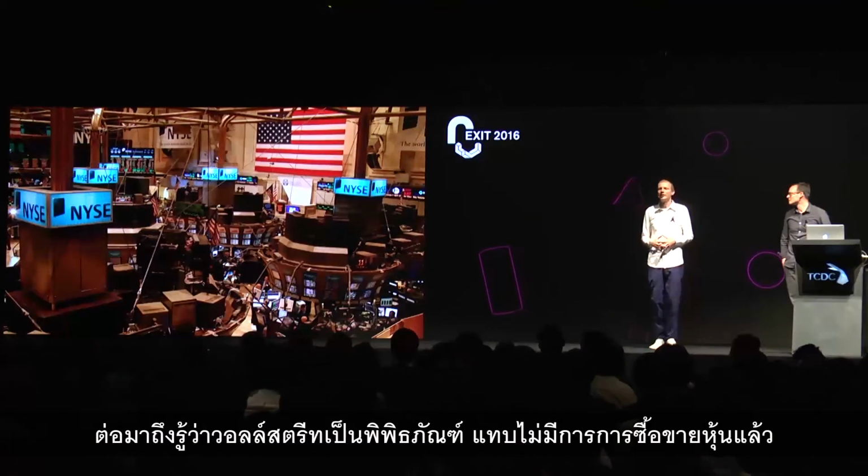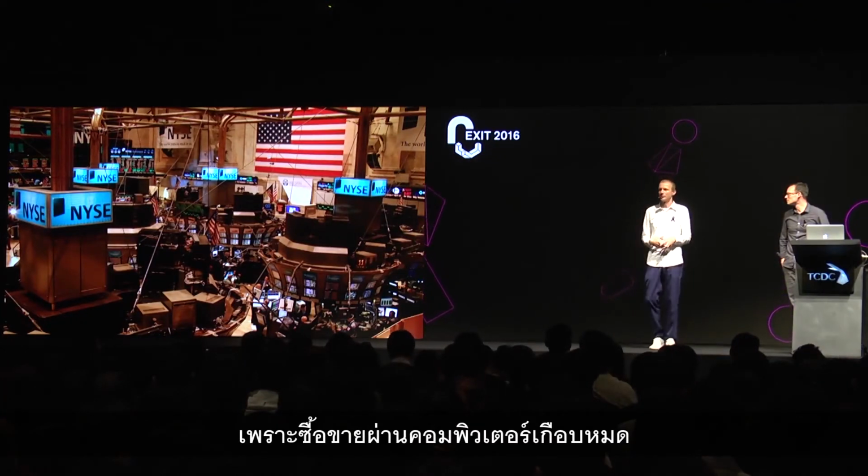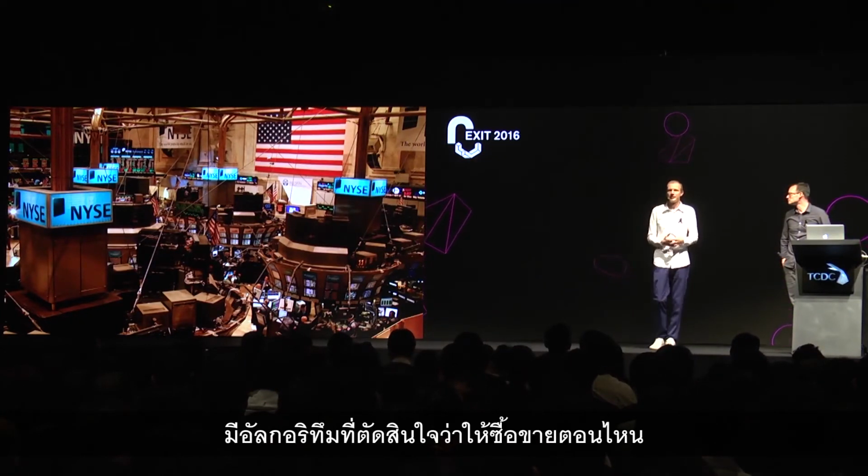But we quickly learned that Wall Street is actually a museum. There's hardly any trading going on there anymore because all the trading is being done by computers. Right? There are algorithms that decide when to buy or sell stock.